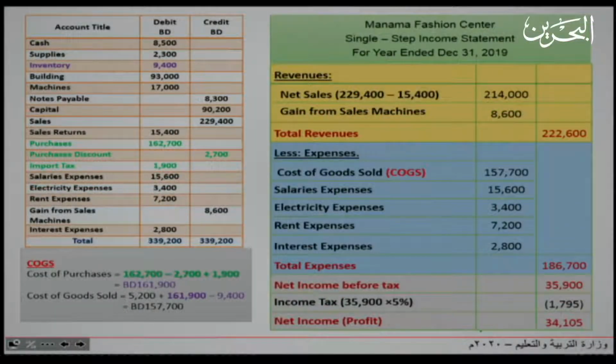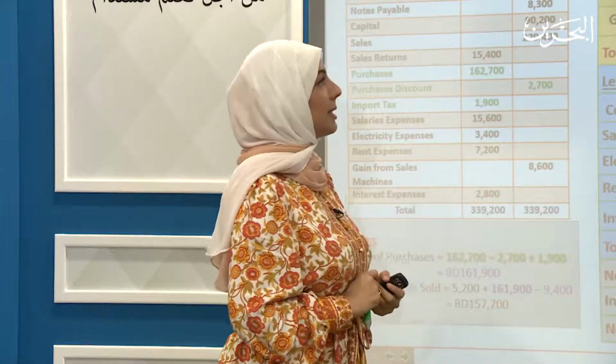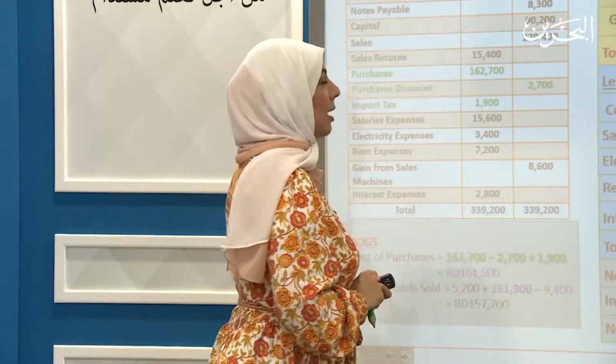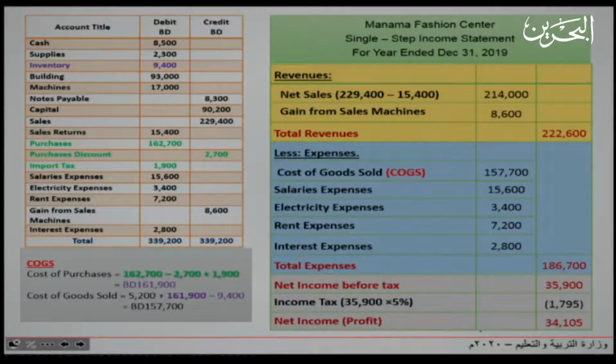Shifting to the second required. How can I prepare the single step income statement for the company? Looking at the data I have for this company, the single step income statement is more simple compared to the multiple step income statement. I will start with the single step income statement with the revenue section.